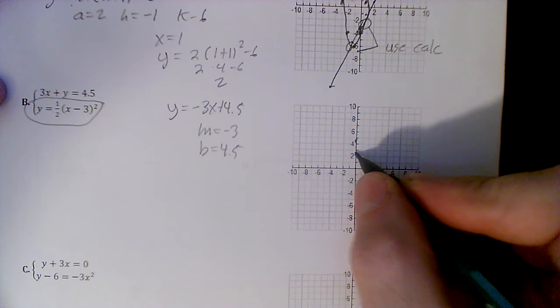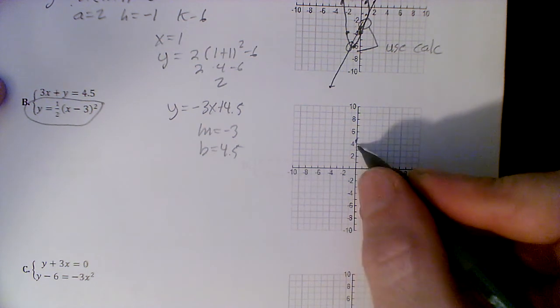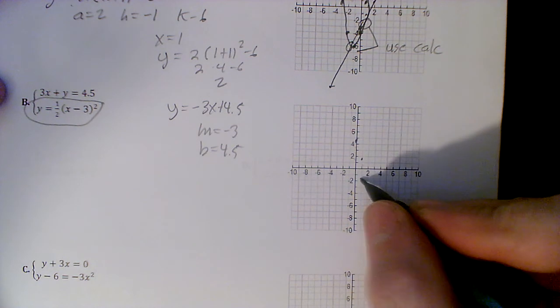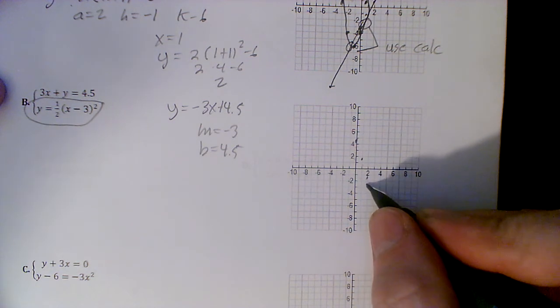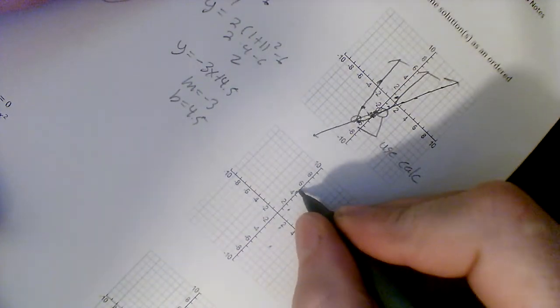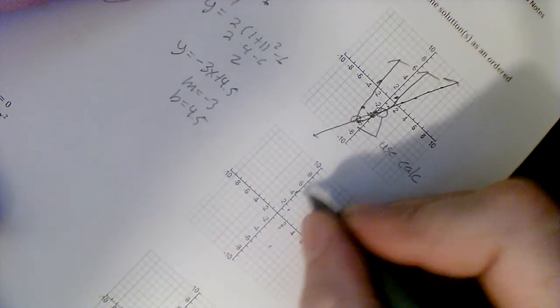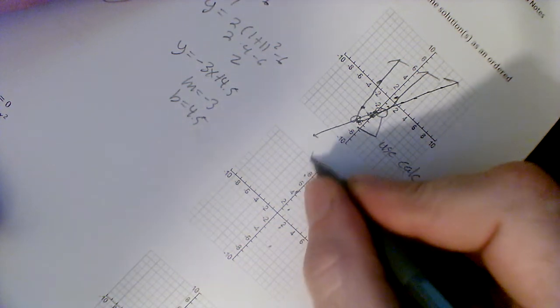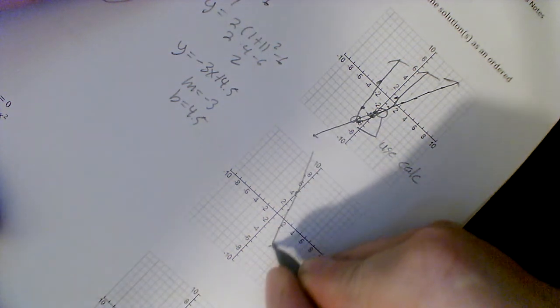Then I go down 1, 2, 3 and over 1. Let's do it again: down 3 and over 1, down 3 and over 1. And I'm going to do my best to connect those. Let's go up 1, 2, 3, I'm halfway, and over 1. And if I connect these, I get a line that looks a little bit like this.